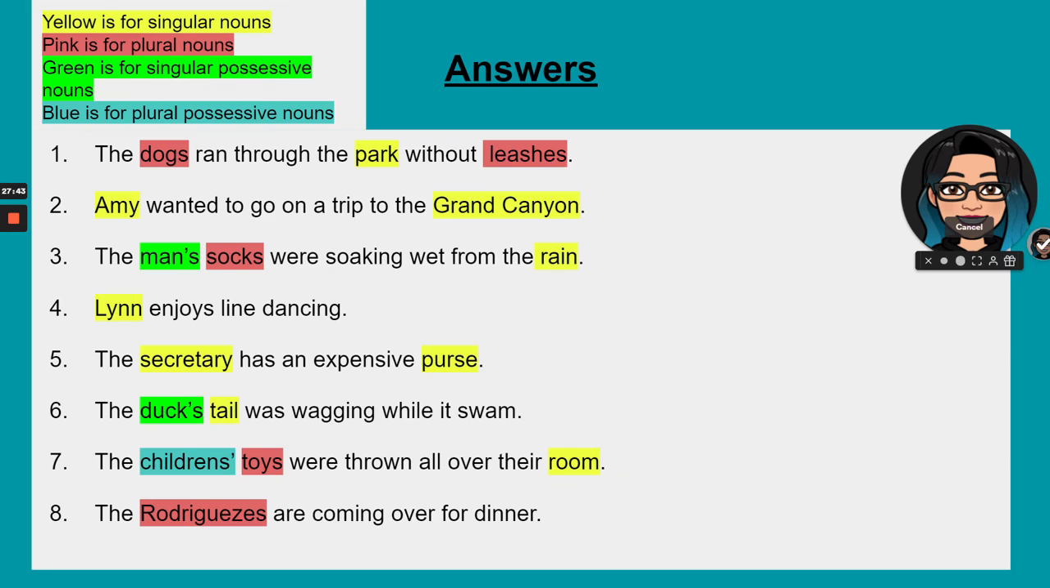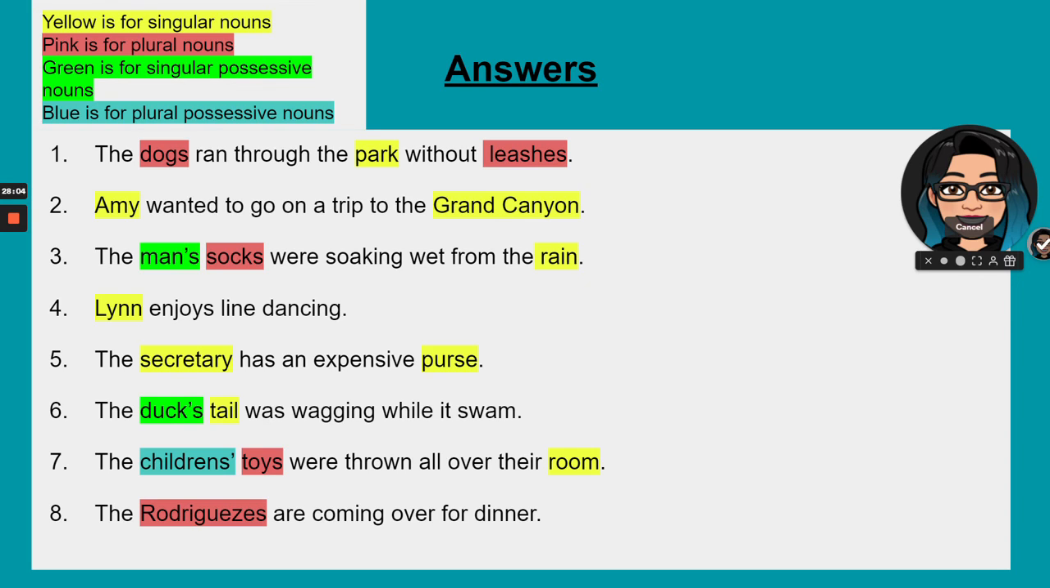Okay, sentence 2. Amy wanted to go on a trip to the Grand Canyon. So Amy is a person, so that is a singular noun. And then we go to the Grand Canyon. The Grand Canyon is a place, so that is also a singular noun.